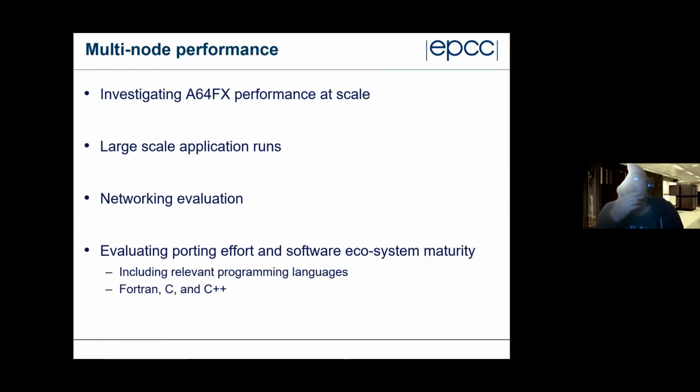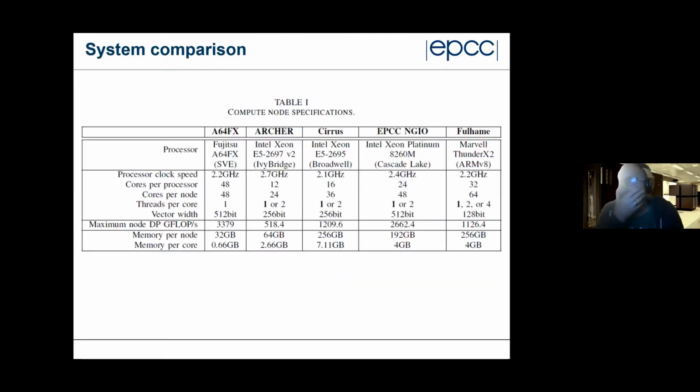So we were interested in looking at application performance at scale, so multi-node runs, not just single nodes, but also particularly evaluating porting and software ecosystem maturity, and looking to see where this works better than other places, particularly if we have good Fortran support, because we still in the UK have a very large number of Fortran codes, which a lot of people would call legacy codes, but 75% of our main system codes on our big systems are still running in Fortran, so we need good support for that.